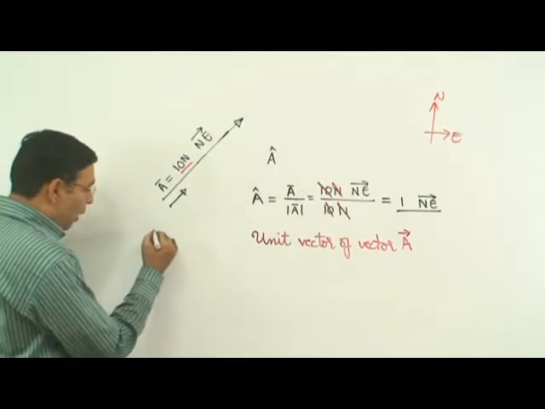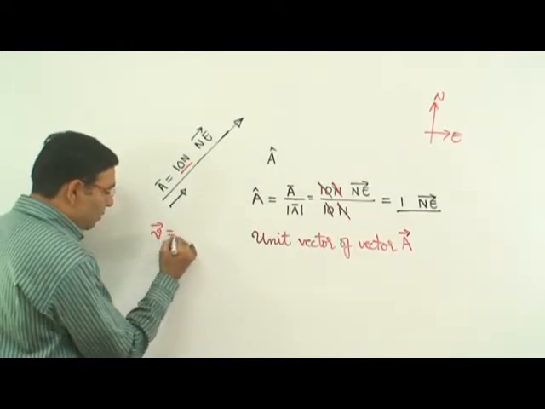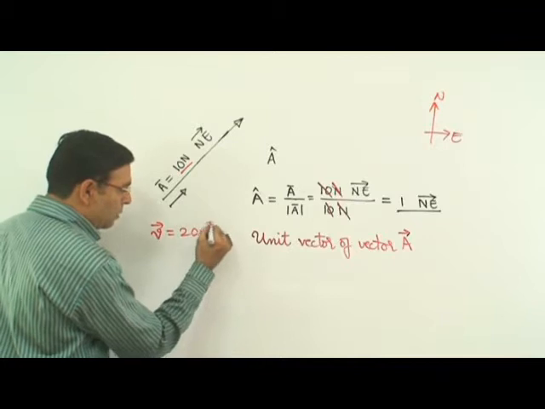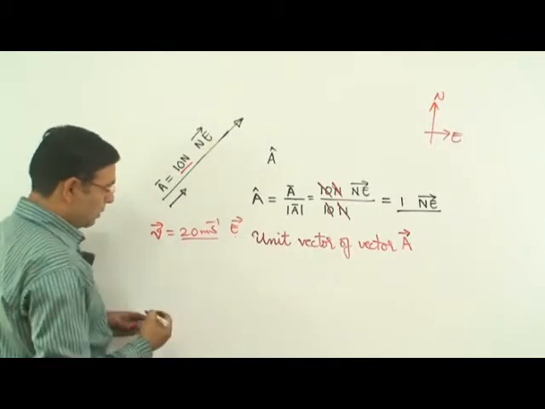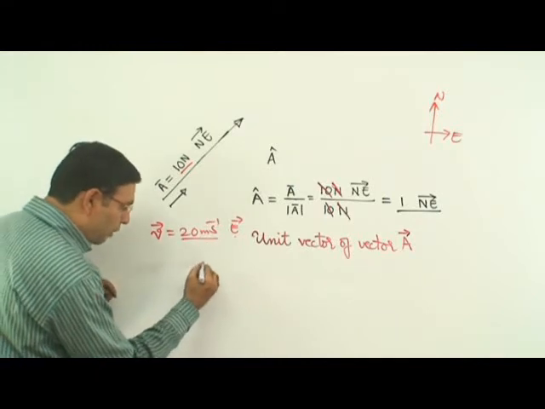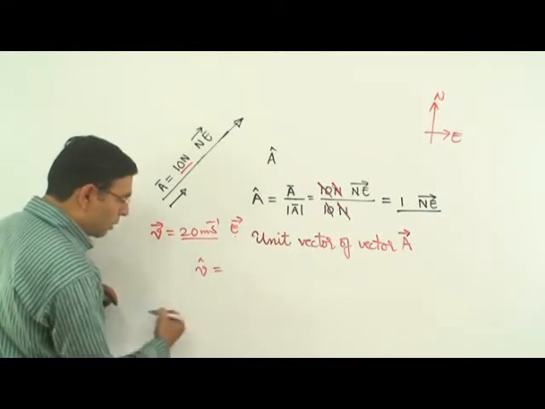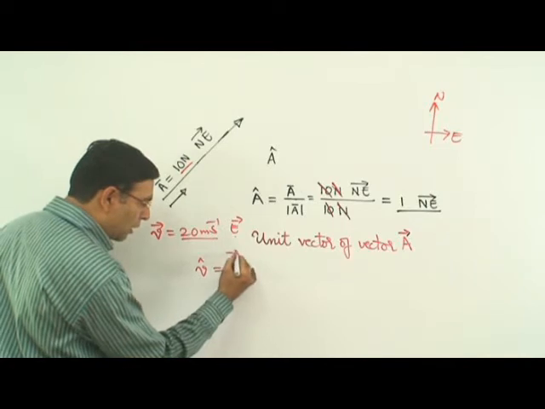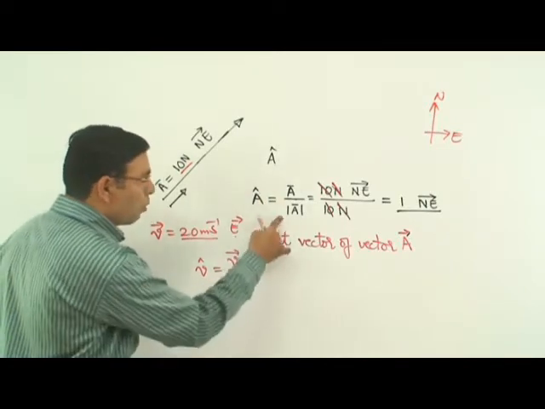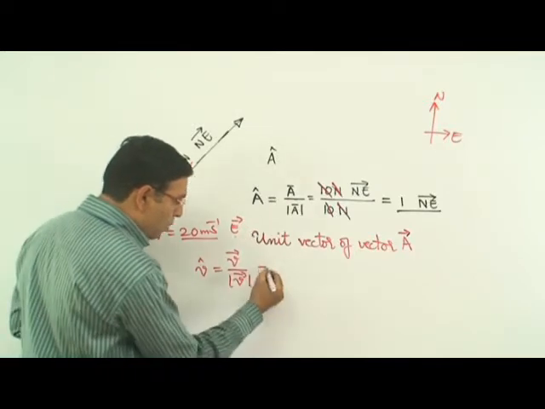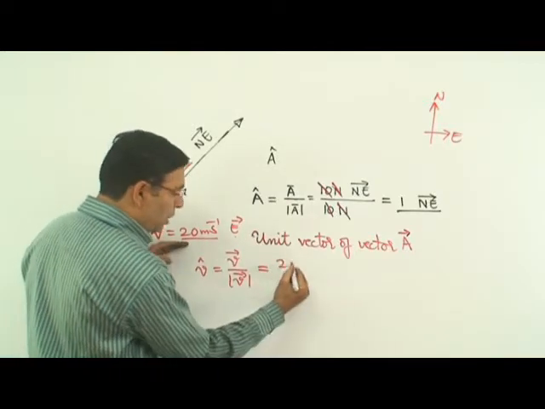Suppose you have a velocity of a car which is 20 meter per second towards east. Magnitude, direction towards east. Now what will be the unit vector of velocity of this particular car? That will be velocity of the car divided by mod of this. A by mod A, V by mod V. What is velocity? You all know 20 meter per second towards east.